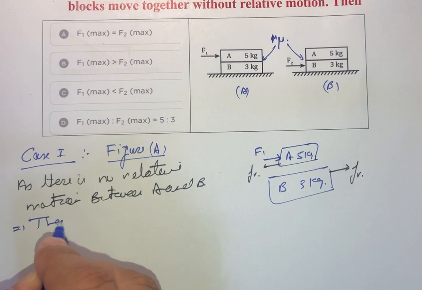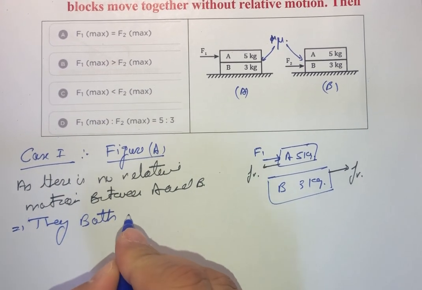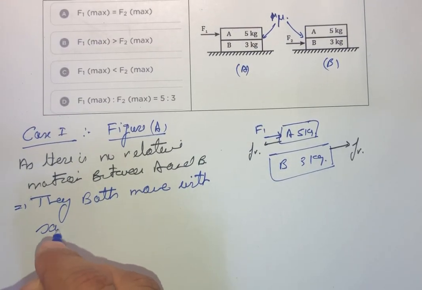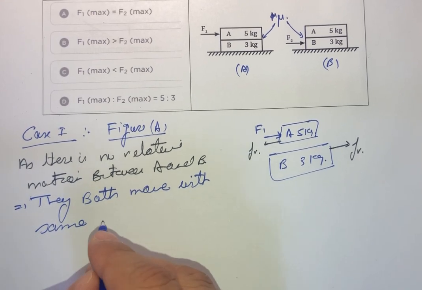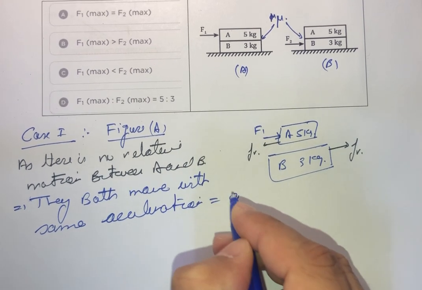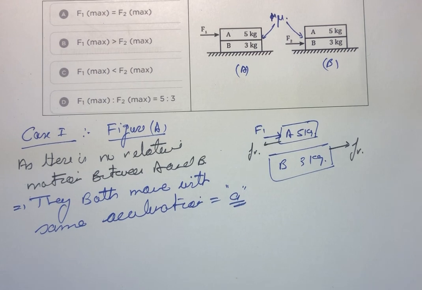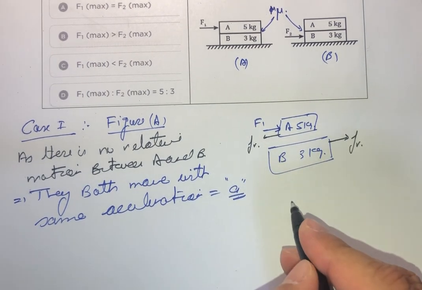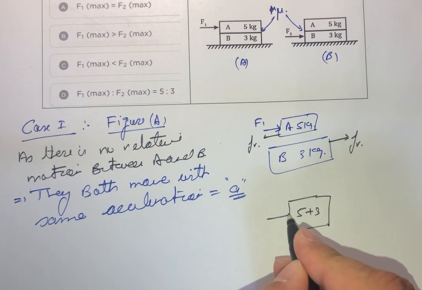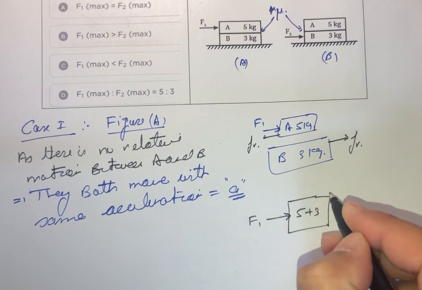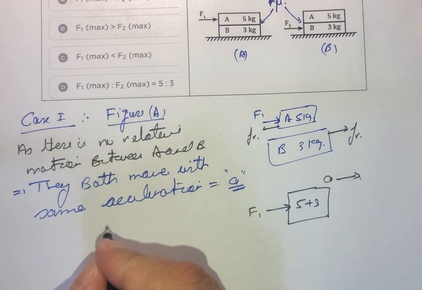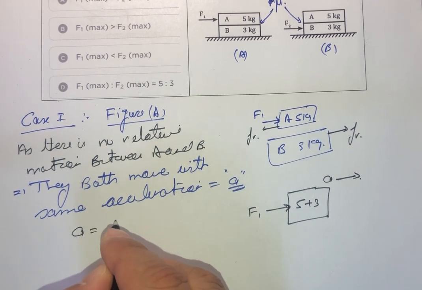They both move with the same acceleration, which is given as a. So if they are moving with the same acceleration, this will be 5 plus 3, and force F1 is being applied on it, and acceleration is a. So from here we can say a is equal to F1 upon 8.